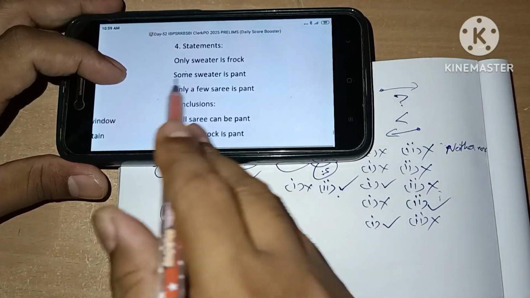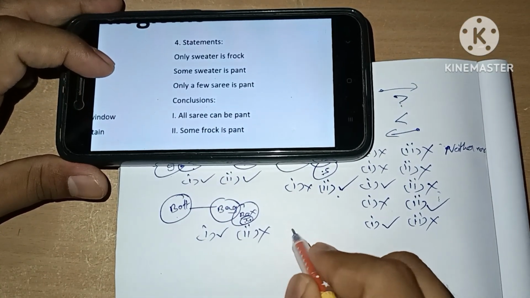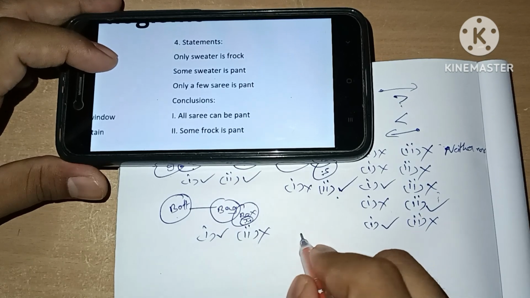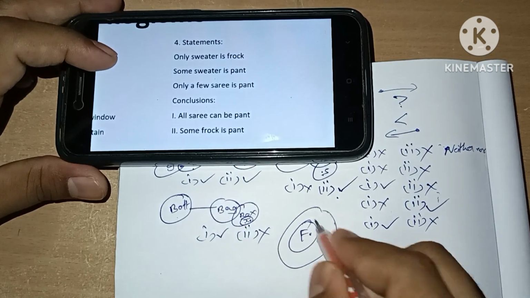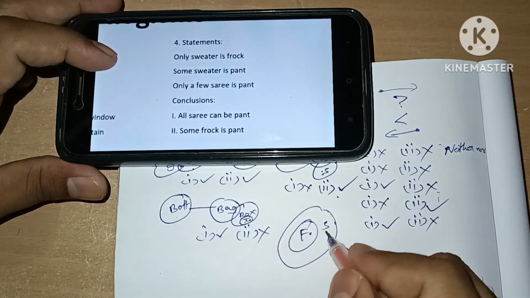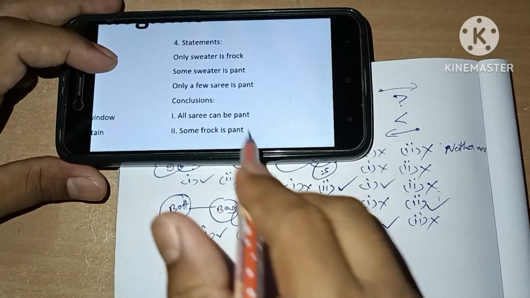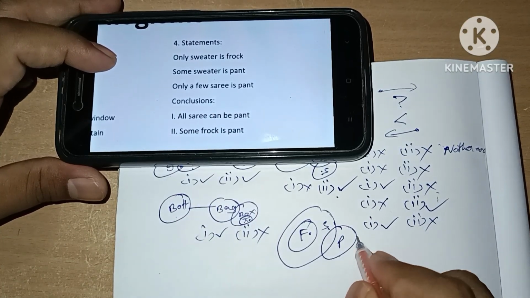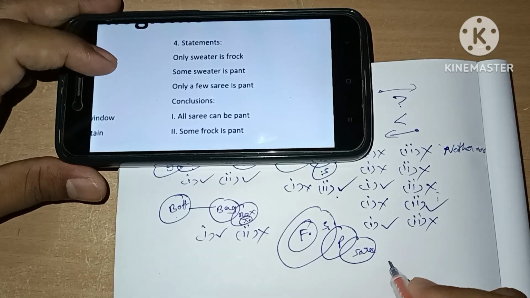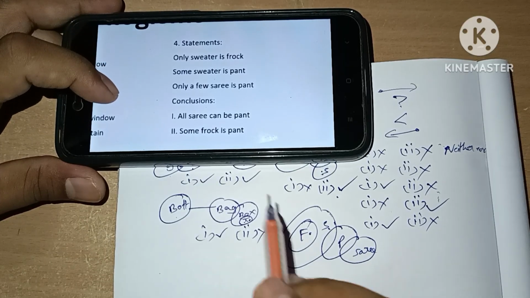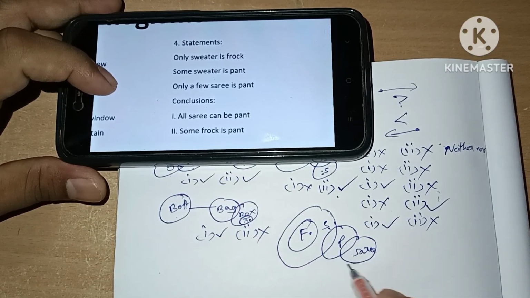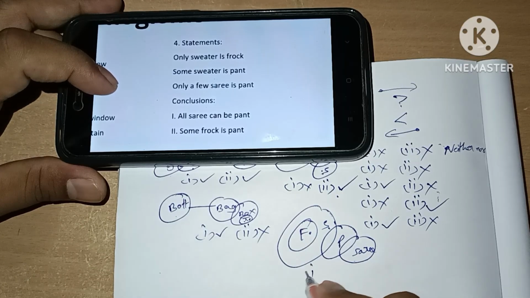Fourth question. Only sweater is frock. So frock is inside a sweater and doesn't share with anything except a sweater. Some sweater is a pant. Only a few sari is a pant. Let's see conclusions. All sari can be pants. All sari can be placed inside pants as it is possible. So first conclusion is true.